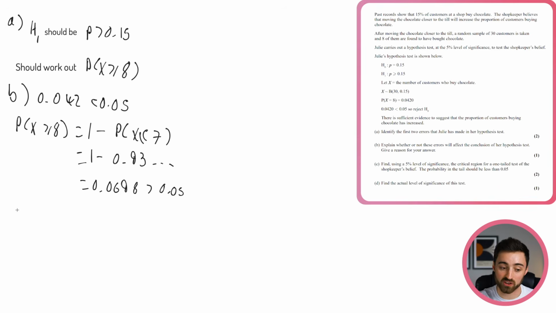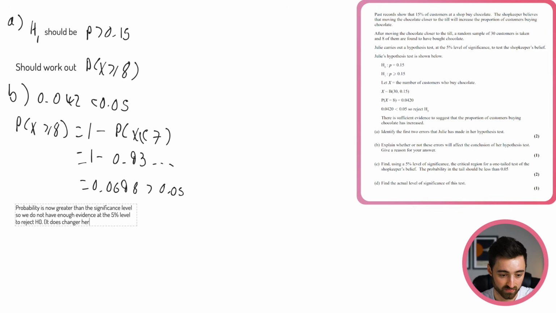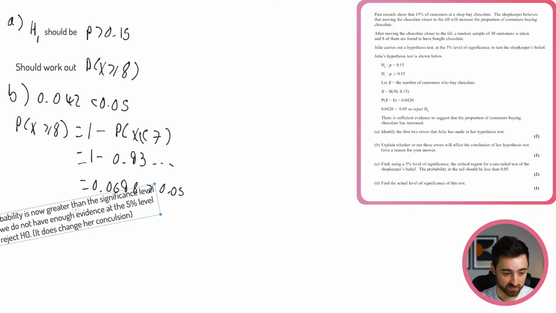So yes, it is going to affect the conclusion because it's now not small enough for us to reject the null hypothesis. So we can say that the probability is now greater than the significance level. So we do not have enough evidence at the 5% level to reject H null. So yes, it does change her conclusion, basically. I hope we're not going to have to do this ourselves now.